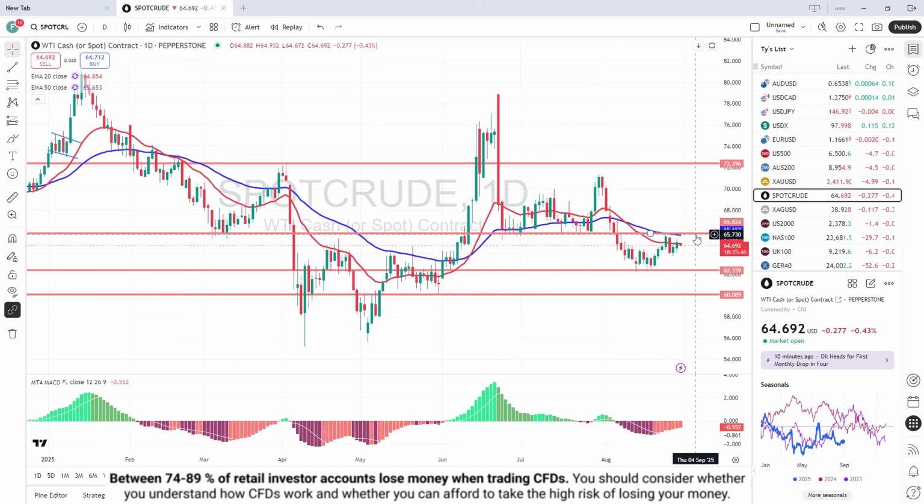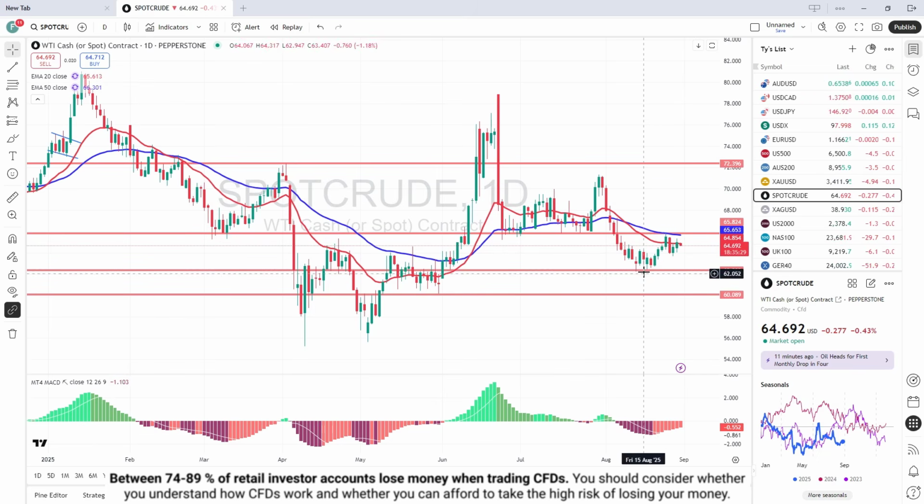The 20 moving average is holding it down at the moment. However, we need to break past 65.70 to get excited about a long. But I think if we do, there's an opportunity to get up to around that 67 to 69 area in the first instance, and then we'd be looking at obviously the big push up to 72, but it's got a little bit of work to do before it does that, of course.